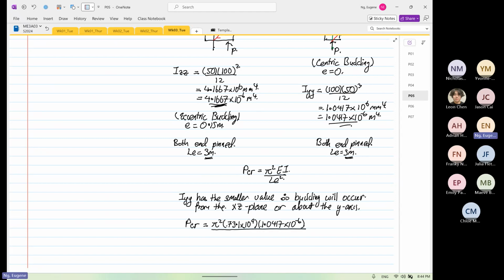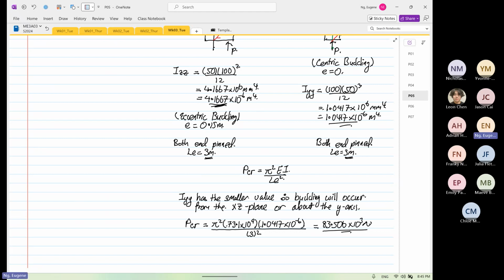And why do we choose a smaller I? Because the equivalent length is the same. So this will be equal to pi squared times 73.1 times 10 to the power 9 times 1.0417 times 10 to the power minus 6, divided by 3, which is equal to 83.506 times 10 to the power 3 Newton. So this is going to be our critical load.